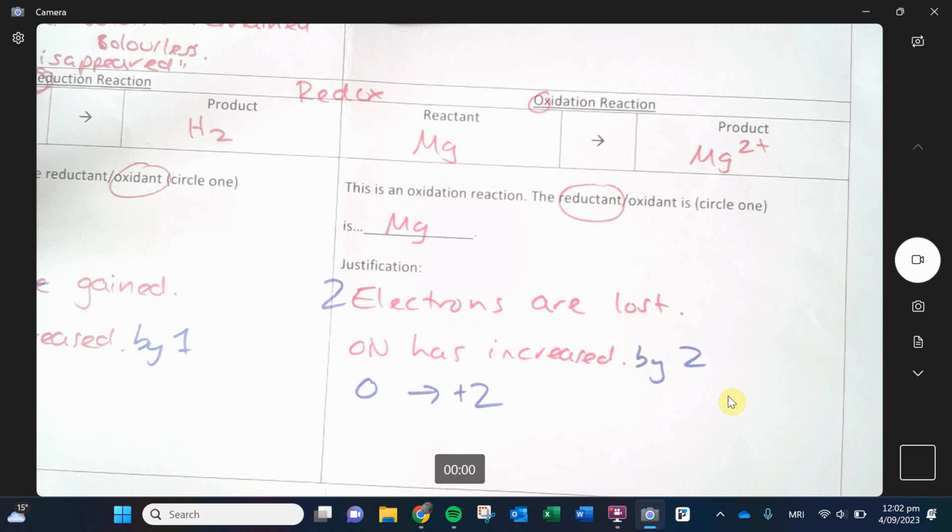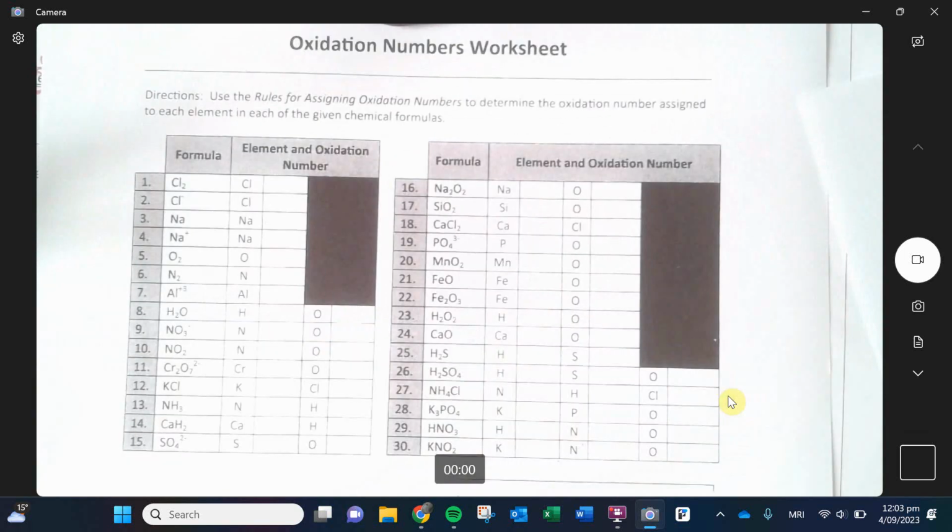All right, move on. I'm going to give you guys some practice, okay? So I have a worksheet for you guys. Find it. Sliced it in half. Go. There it is. Okay. Here is an oxidation number worksheet for you guys to do. I'm going to pass this guy out.